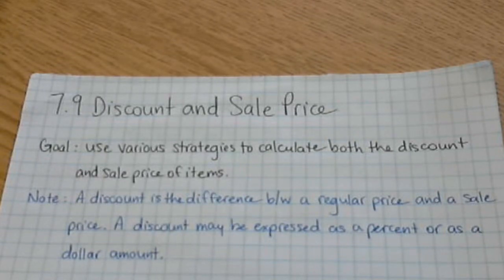Today we're going to move on from what we talked about yesterday to discounts and sale prices. Our goal very simply today is to use some strategies to calculate both the discount and sale price of items. Just in case you're unsure, a discount is the difference between a regular price and a sales price, and discounts are expressed both as percentages or as a dollar amount.